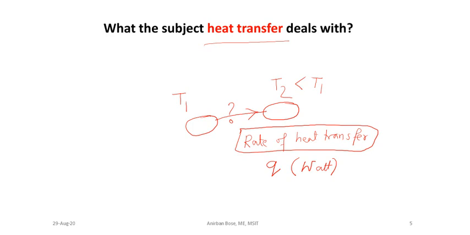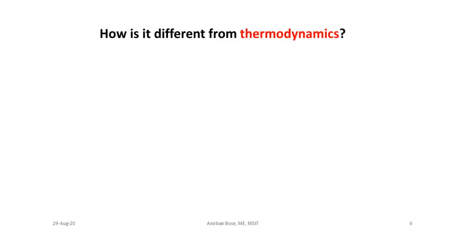So you have understood what this subject basically deals with. In a simple sentence, it basically deals with finding out the rate of heat transfer from a higher temperature body to a lower temperature body. Now definitely the question that will come to your mind next is, how is it different from the subject thermodynamics? Okay, to answer this question, first again I remind you what we have seen in case of thermodynamics.